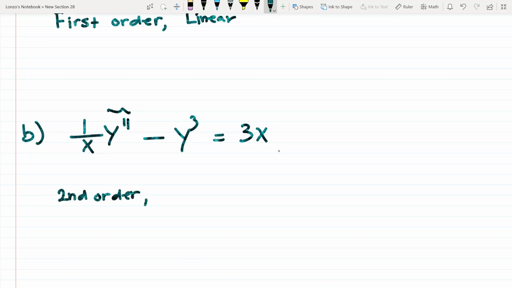Is this linear or not? So let's look at each term. y double prime, that's fine. It's the same thing as d squared y over dx squared, and it's to the power of 1. And you have a coefficient of 1 over x, right? As long as this does not have a y in it, that's fine.